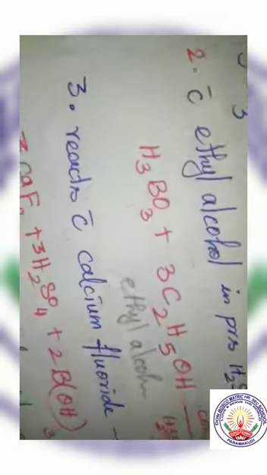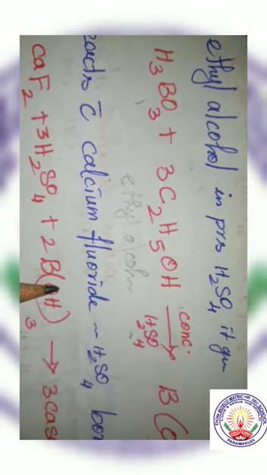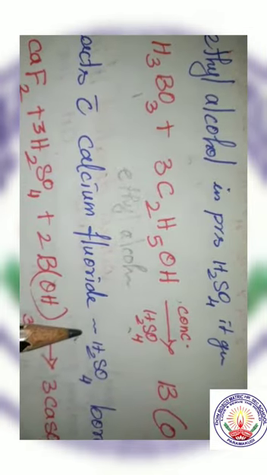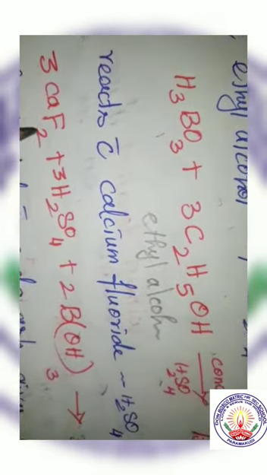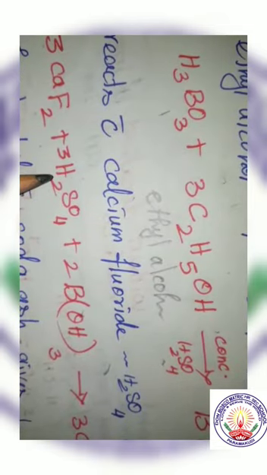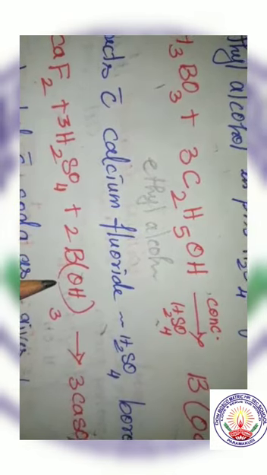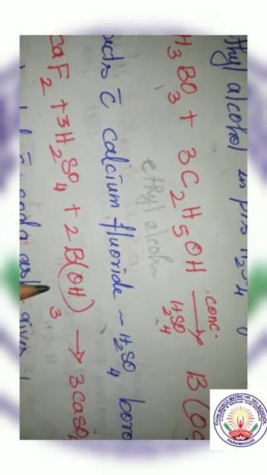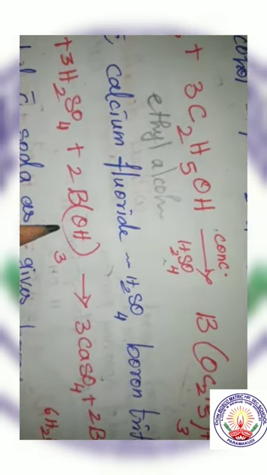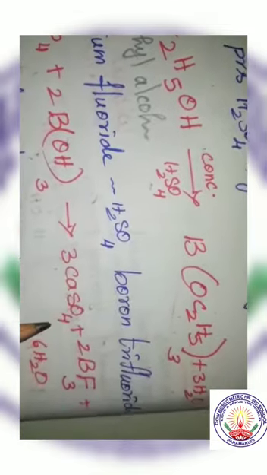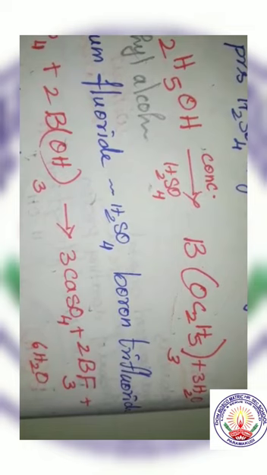So the third reaction is it reacts with calcium fluoride. In the presence of H2SO4, it gives boron trifluoride. Now see, we have taken 3 calcium fluoride plus H2SO4 with boric acid. So calcium fluoride plus H2SO4 and boric acid, we are getting calcium sulfate plus boron trifluoride with water.